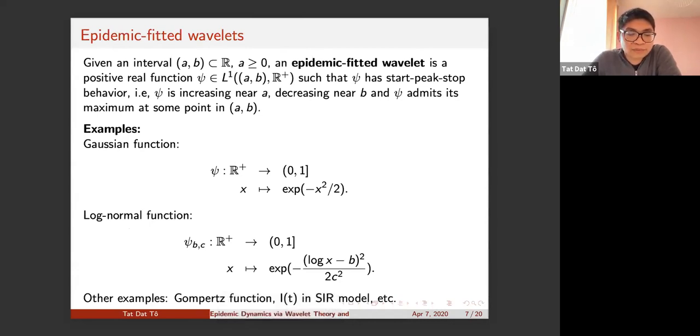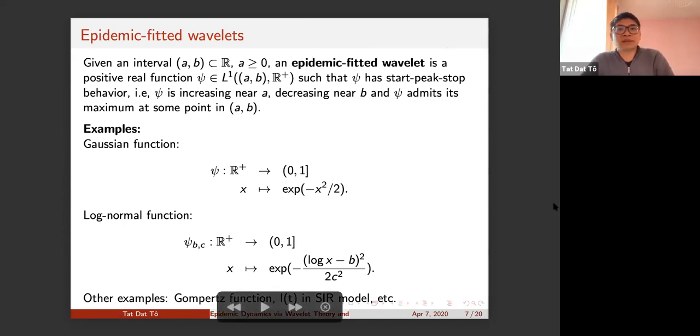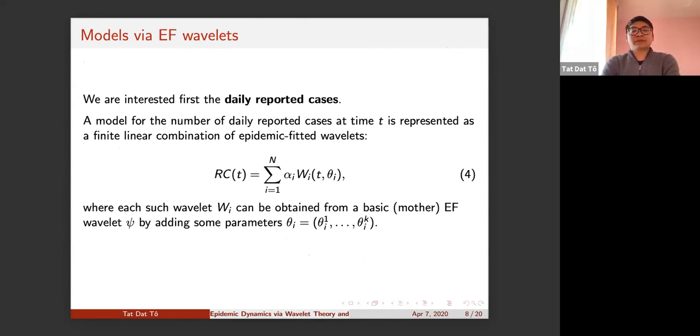Other examples of epidemic-fitted wavelets are some distribution functions like Gompertz functions, or you can take the function I(t), the number of infectious individuals in the SIR model. I mean, I(t) is an implicit function which is the solution of the SIR system. Suppose you have this solution, you can see that this function has the start, peak, stop behavior: increasing, then attaining its maximum, and then decreasing. So we have a lot of functions which satisfy the definition of the epidemic-fitted wavelet we need.